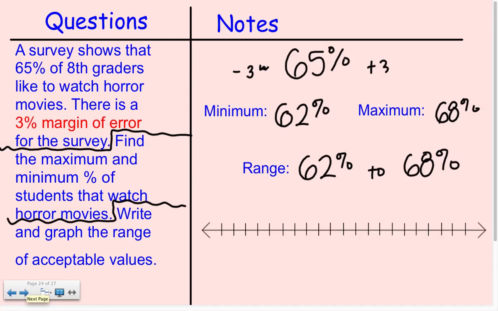And then the last thing it says is graph the range. So I'll pick a spot here. I'll say that this is 62. Maybe I'll count by 2. So 64, 66, 68%. So anywhere within this range right here is how many 8th graders like to watch horror movies. Between 62 and 68% of 8th graders like to watch horror movies.